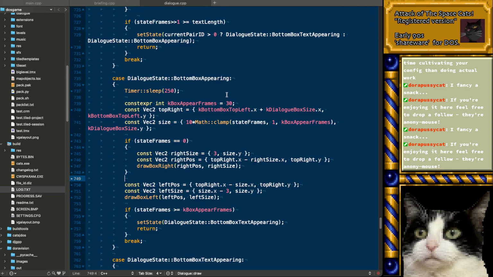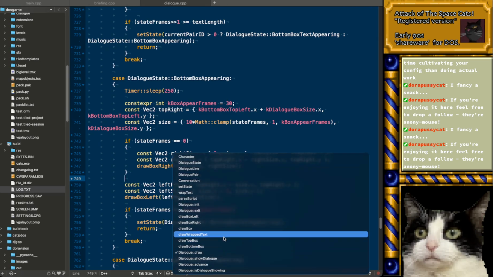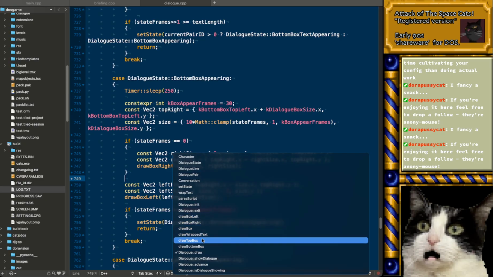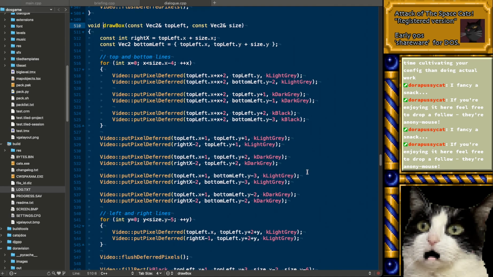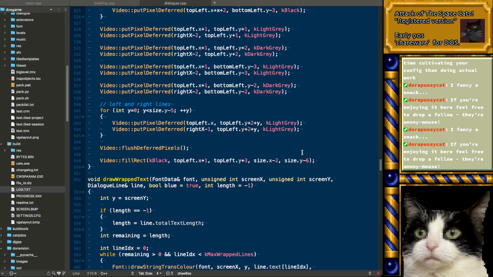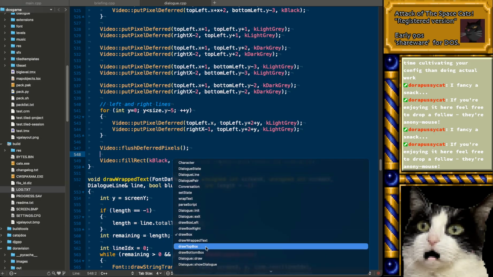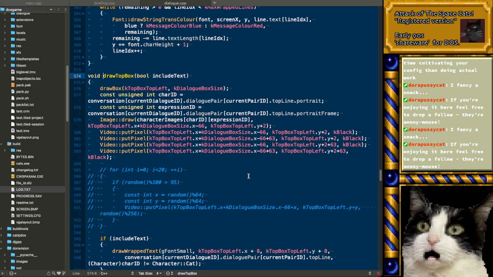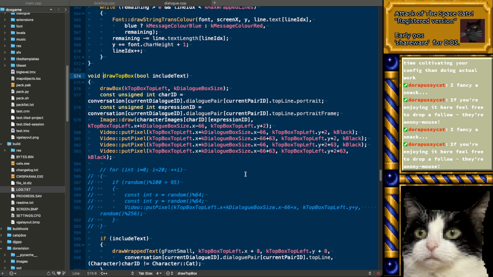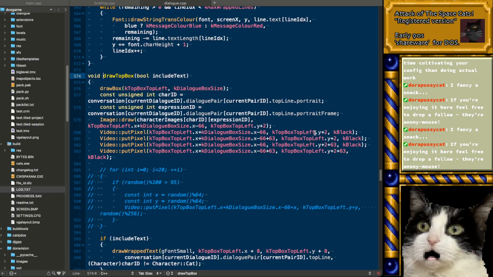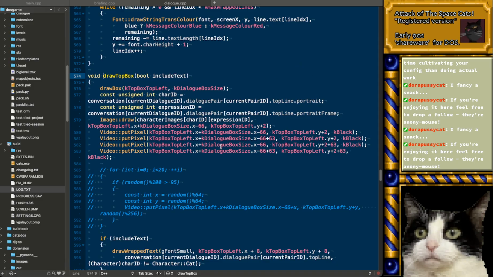Get rid of all that. So they happen currently, or they used to happen in draw box. No, draw top box and draw bottom box, right? Yes, okay. Include text. What is going on here? Oh, of course, that's right. We have to do extra pixels around the corners of the portraits to make them fit in.